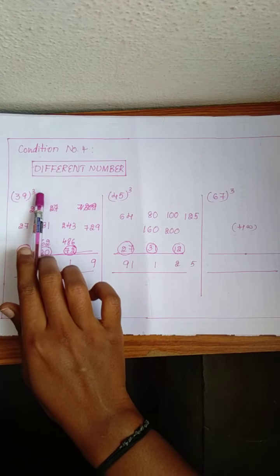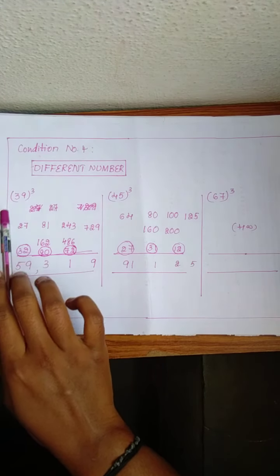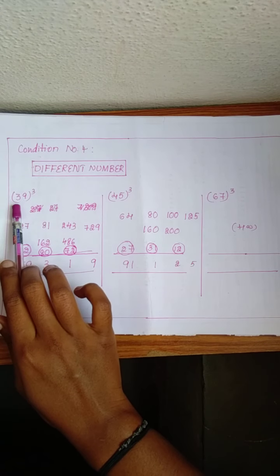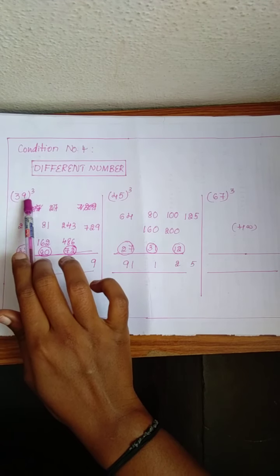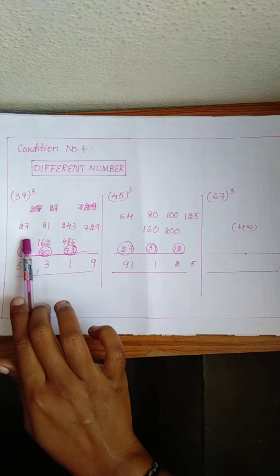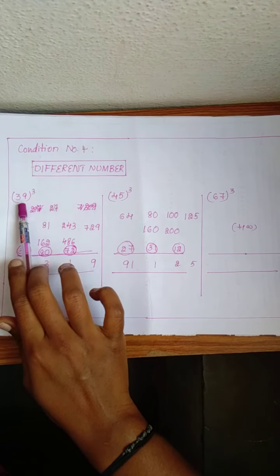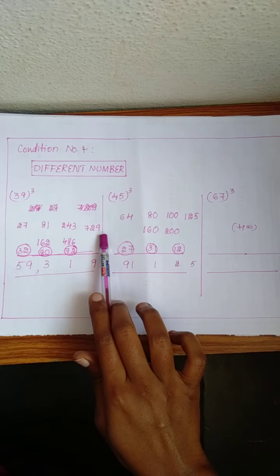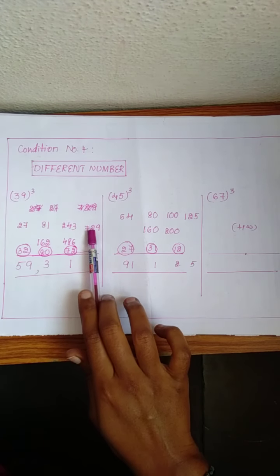So if we go for 39 cube, here the first digit is 3, the second digit is 9. First digit 3, 3 cube will be 27, write it first. And then the second digit, 9 cube, it will be 729, write it last, in the 4th place you have to write that.